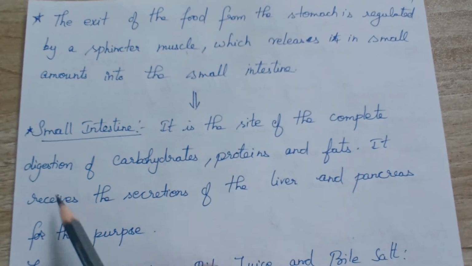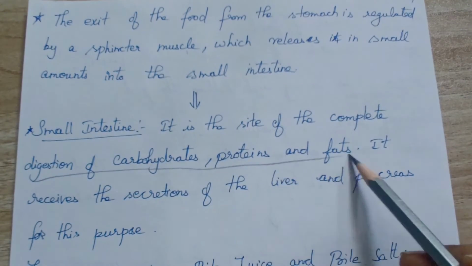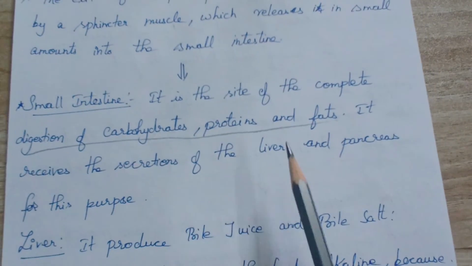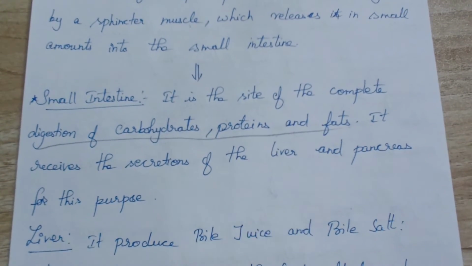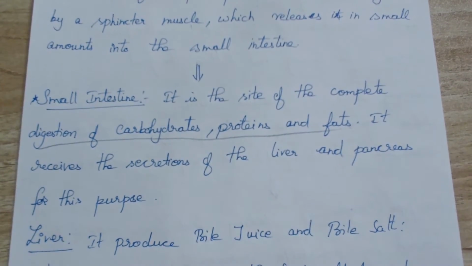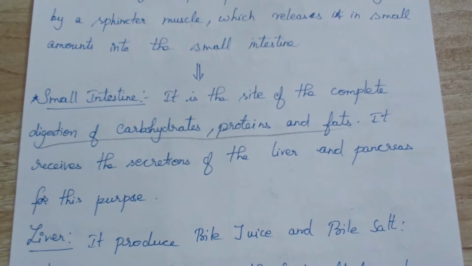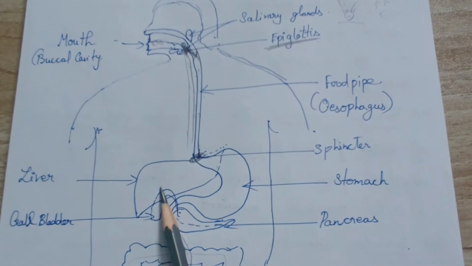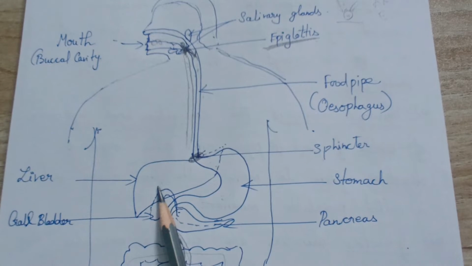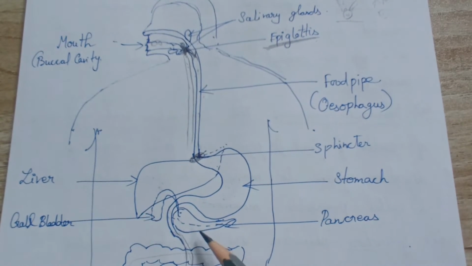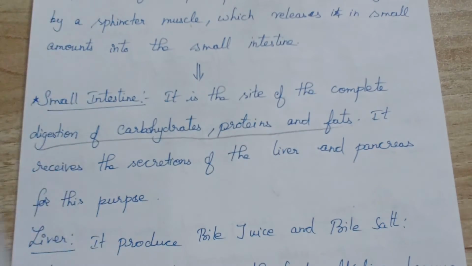It is a site of complete digestion of carbohydrates, proteins and fats. For this complete digestion, it needs some enzymes, right? So it receives the enzymes from the liver and pancreas for this purpose. So we are having a liver, the right side of this stomach will have the liver. From this you will get the enzymes, and also behind the stomach you will have a pancreas.